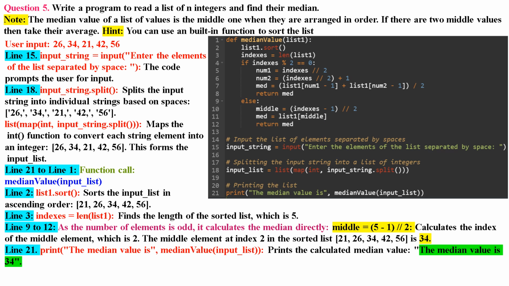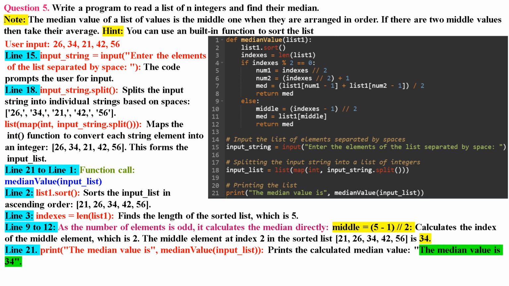List of map of int, input_string.split function. Maps the int function to convert each string element into an integer. List containing elements 26, 34, 21, 42, 56. This forms the input_list. Line 21 to line 1.